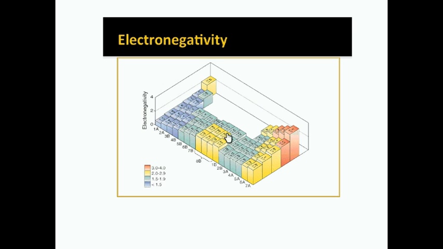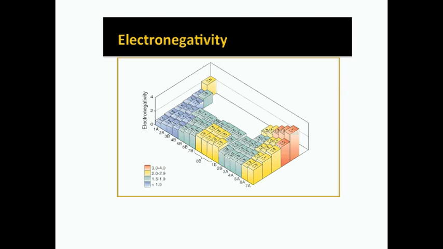It's not necessarily always going to increase in a steady fashion. For example, you can see there's some discrepancies here in the middle. A reminder that periodic trends are just that, they're trends. There's always going to be some exceptions there. But the main idea is that elements do increase their electronegativity as they go from left to right and as they go from the bottom of a group to the top.